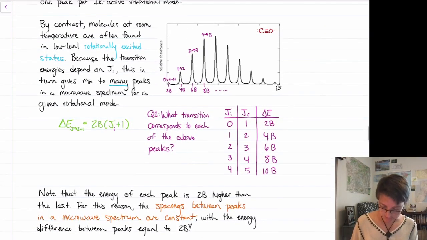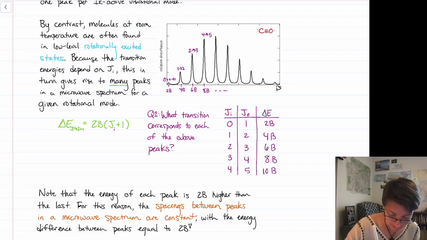Something that's really interesting to point out is that delta E between all of these different levels goes up by a factor of 2B. And so for this reason, the spacings between peaks in the rotational spectrum are constant, with that energy spacing always equal to 2B. So if you noticed in our microwave spectrum that these peaks were spaced out really nicely, that's not a coincidence. It's something that's coming from our quantum mechanical energies.